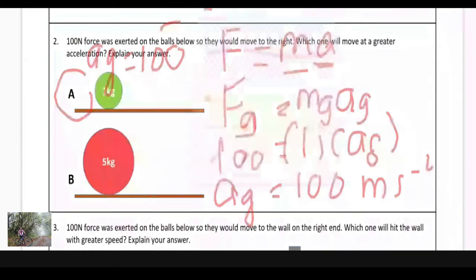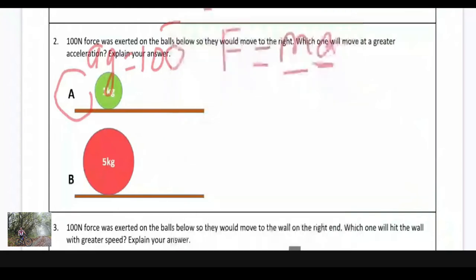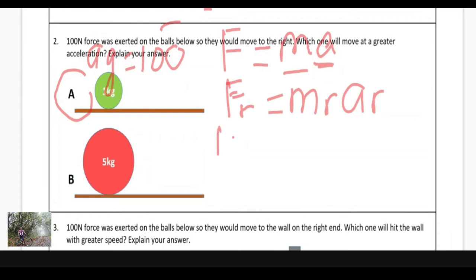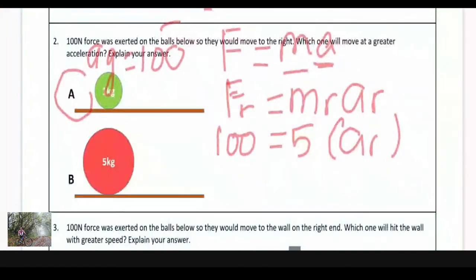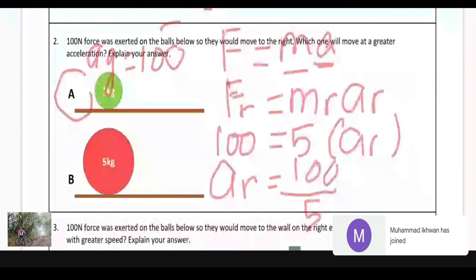Okay, for number B, same. We use F red, because we take the ball of red color. So M red, A red. Force is the same, 100, mass 5. So now we want to find the value for A red. So A red is 100 over 5. So you get 20. Nampak? 20.